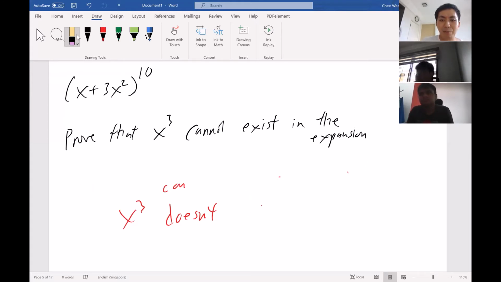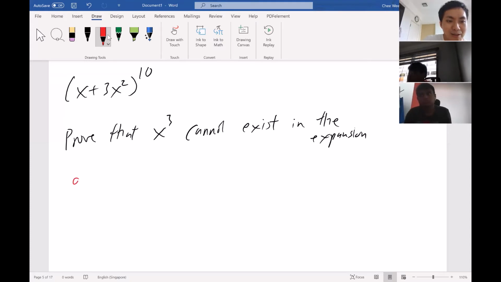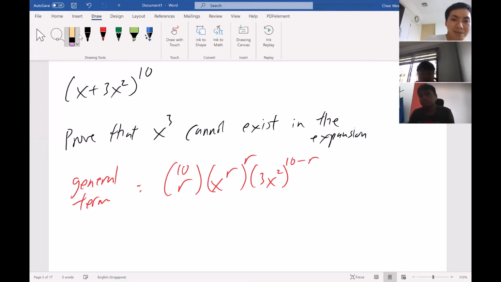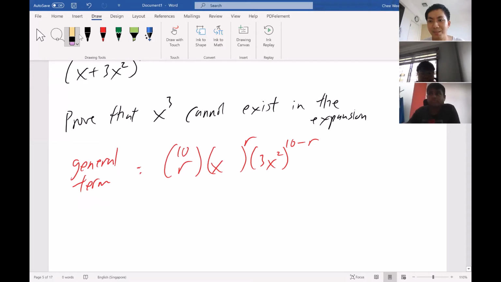It's something we call the general term. I'll show you in action. So you just write the general term like this. It will be 10 choose r, x to the power of r, times 3x squared to the power of 10 minus r. To be sure, let me write this r outside the bracket, like this. Pavan, this should not be the first time seeing this. Any issues with this? Can you follow what I'm saying?